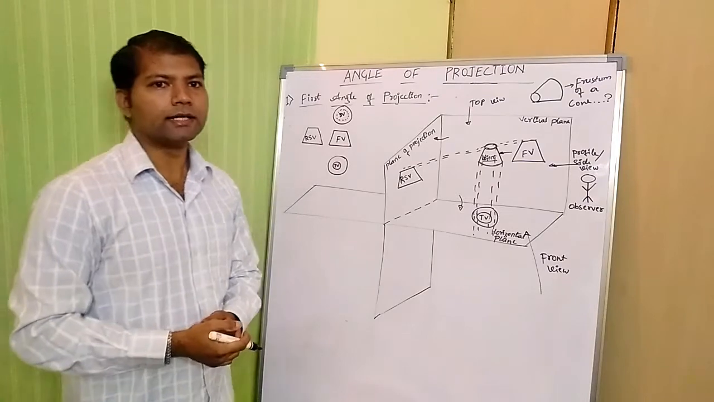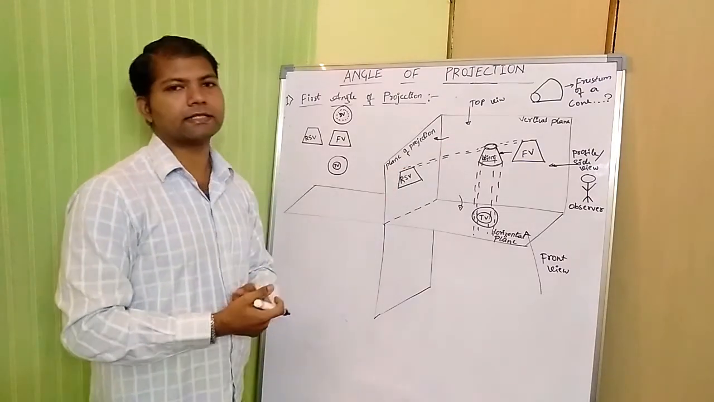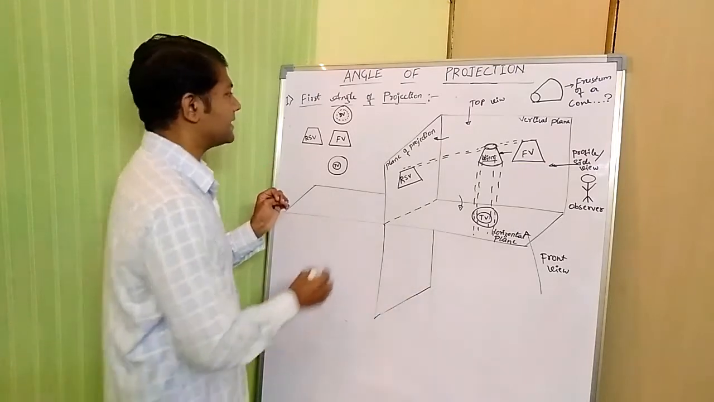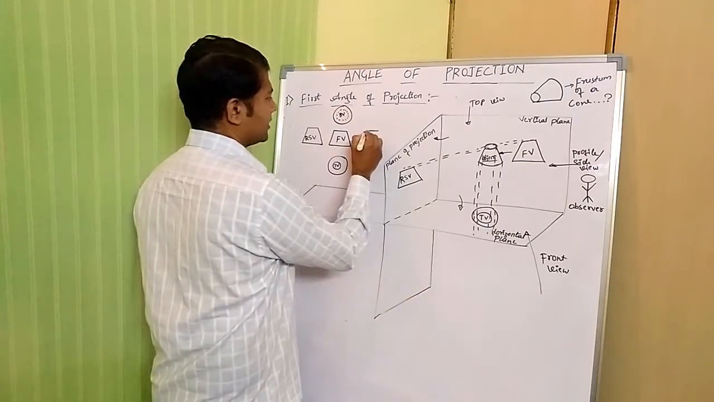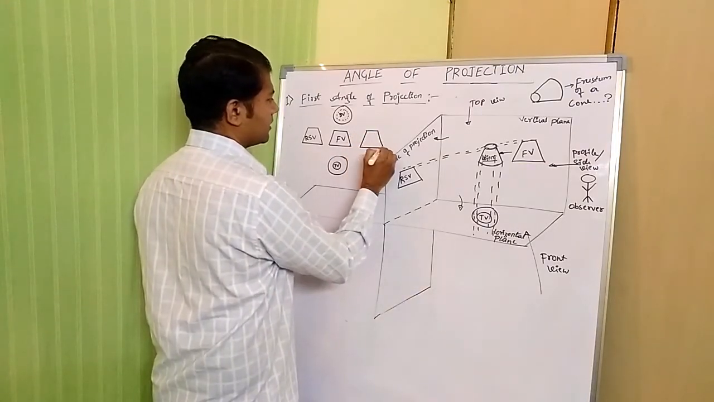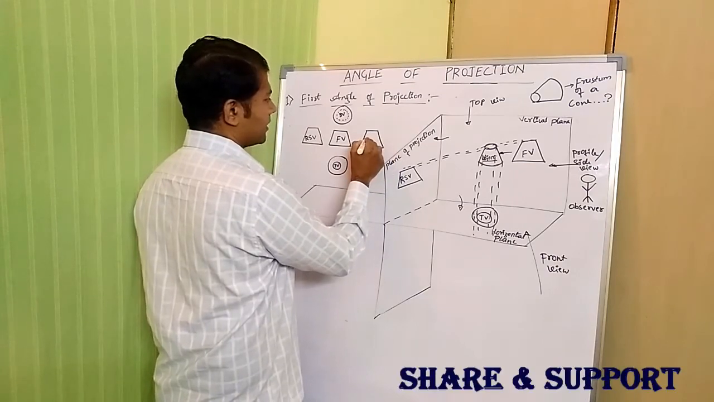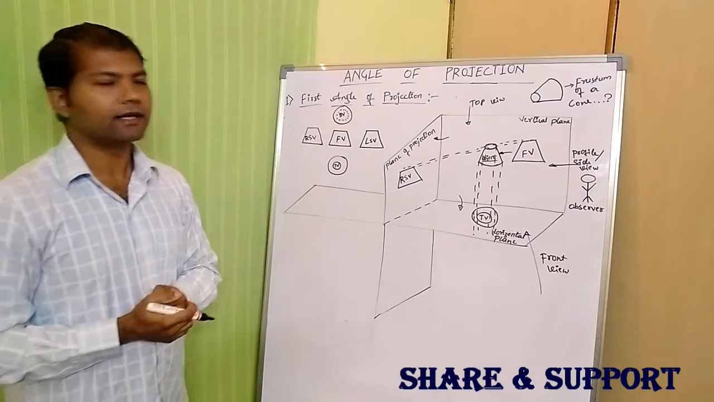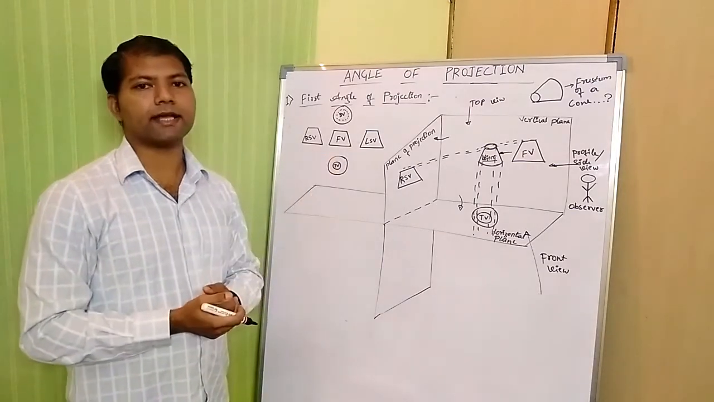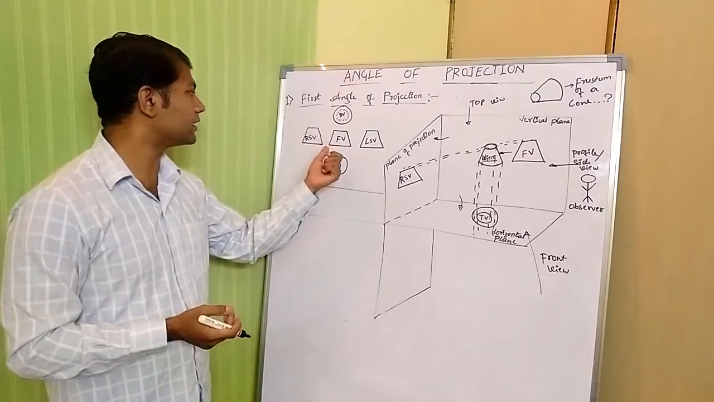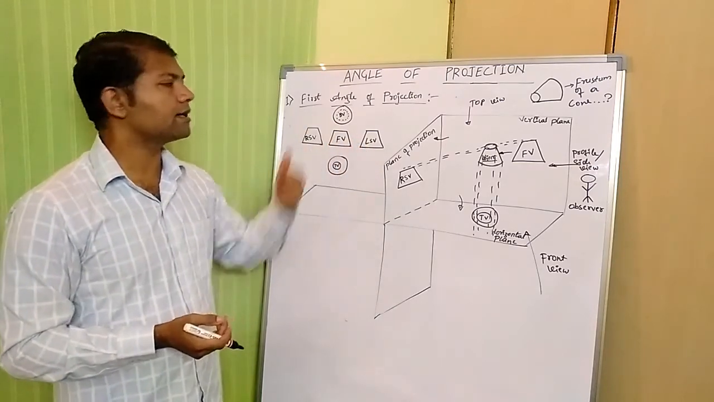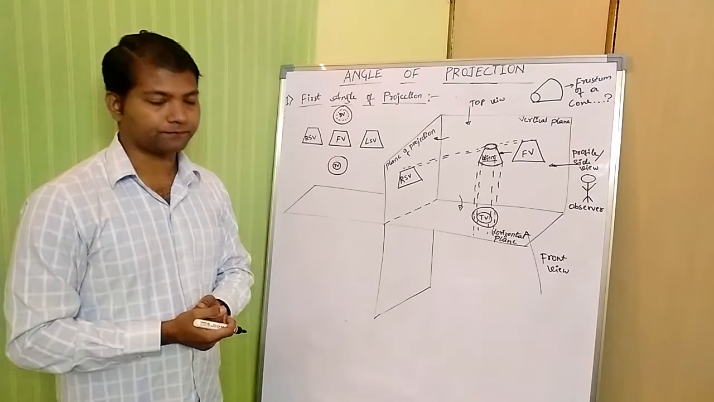The next, where the left side view is placed: the left side view is placed towards the right hand side. So again the trapezoid on the right hand side, that is a left side view. This is how we can position the first angle of projection views. Here is the front view, right side view, left side view, top view, as well as the bottom view.